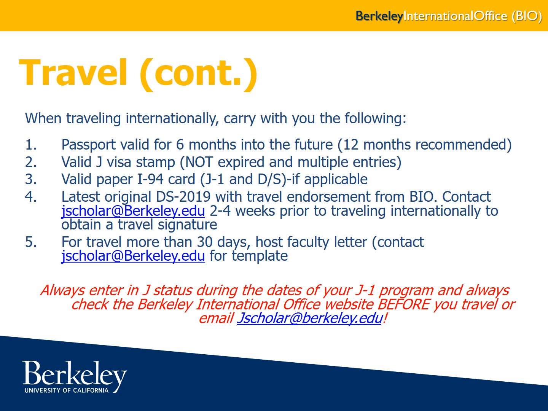If you will be traveling outside the U.S. for more than 30 days, you should obtain a support letter from your UC Berkeley faculty sponsor, for which we can provide a template. Email us at jscholar@berkeley.edu and we can provide you with additional guidance about travel over 30 days. And remember, always enter in J status during the dates of your J1 program. And always check the Berkeley International Office website or email jscholar@berkeley.edu before you travel for the most up-to-date travel information and considerations.